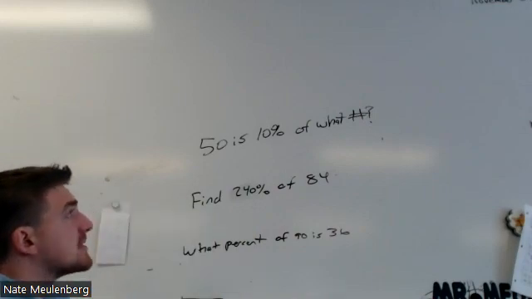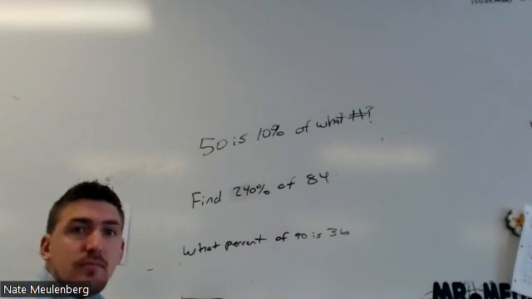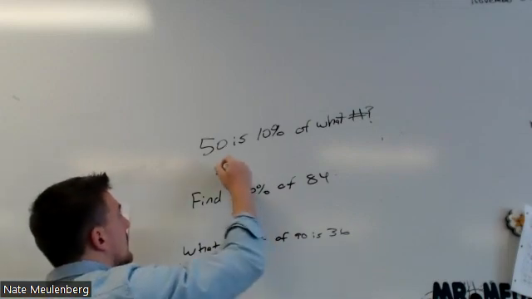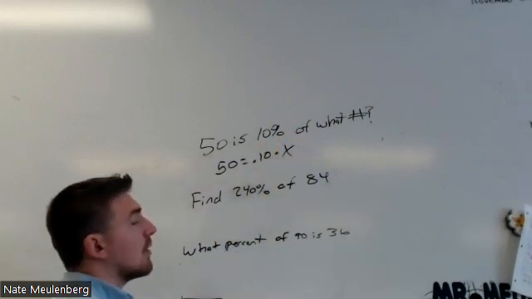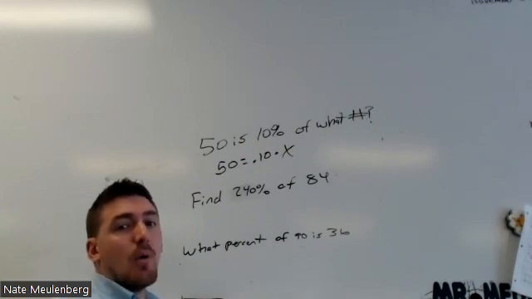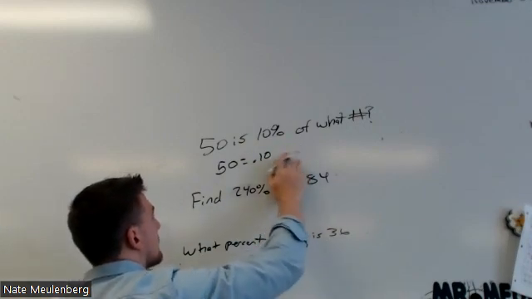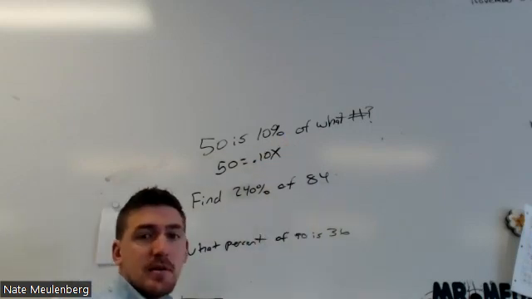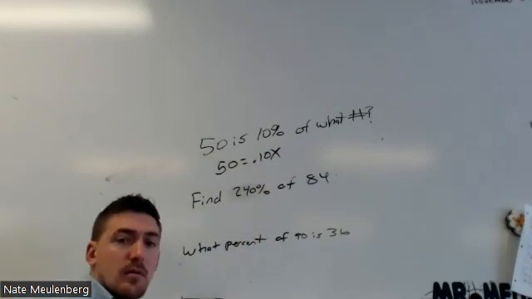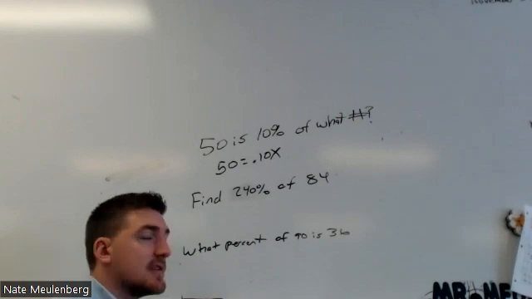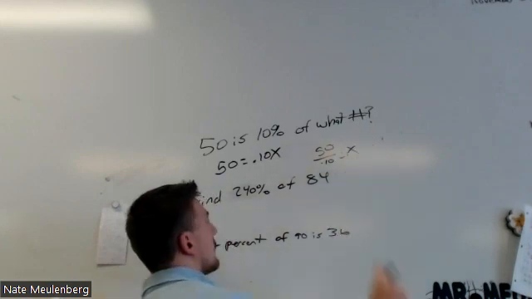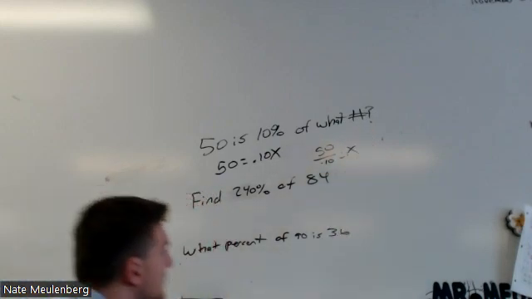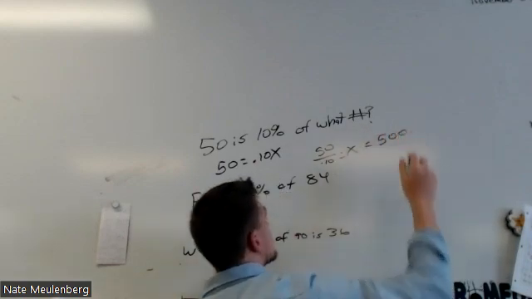Okay. 50 is 10% of what number? Can anyone tell me how to rewrite that? Yeah, 50 equals 0.10 times X, or 50 equals 0.10X. Right, same thing. What's happening to X? What's the opposite of multiplying everything by 0.10? Dividing. So we need to do 50 divided by 0.10. Which is what? So the first one's 500.